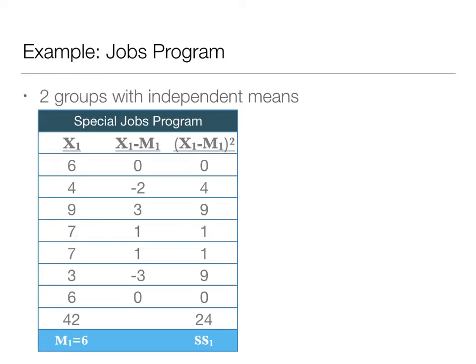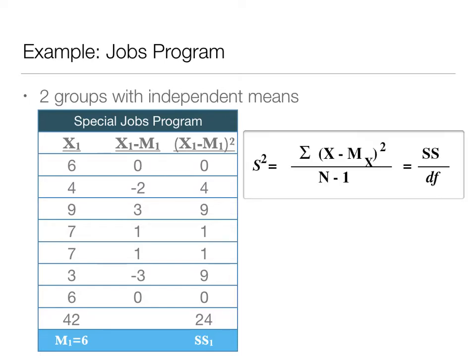Okay, so we have our sums of squared for group 1 calculated. Now we're going to need to estimate that variance. You should be familiar with this formula from 3510, sums of squared over degrees of freedom. Again, this is like the formula for inferential statistics. We use it again and again. If you have to memorize one formula, this is the one to do.